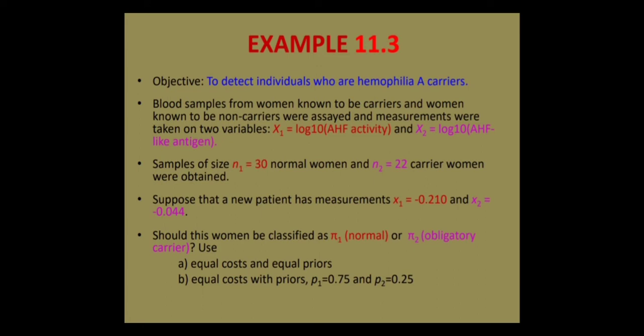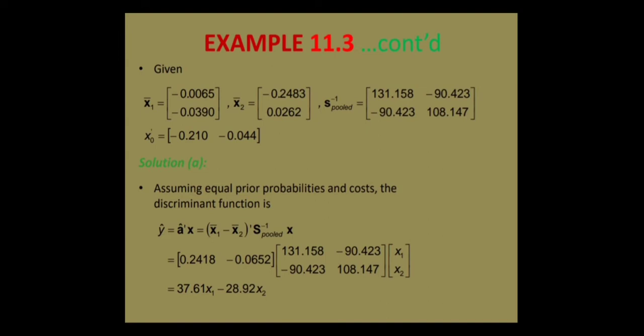So let's say kat sini, that new patient have AHF activity adalah negative 0.21 dan juga AHF like antigen is negative 0.044. So we have two conditions kat sini, whether the cost is equal dan juga the probability is equal, or we have another value of probability. Okay, it depends pada previous study sebenarnya. Okay, kalau in real situation, it depends pada the information yang ada. So kalau tak ada, gunakan the other formula. Okay, let's say kita jawab both of the questions. Okay, the first one, if we have the equal cost and equal probability.